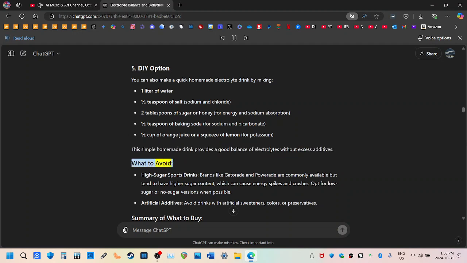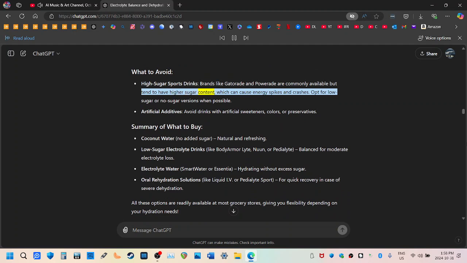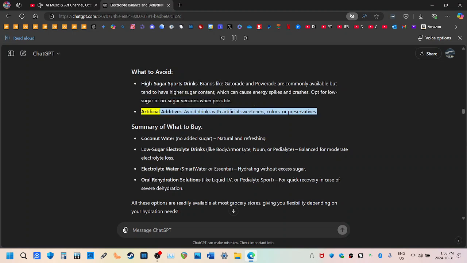What to avoid? High-sugar sports drinks. Brands like Gatorade and Powerade are commonly available but tend to have higher sugar content, which can cause energy spikes and crashes. Opt for low-sugar or no-sugar versions when possible. Artificial additives: avoid drinks with artificial sweeteners, colors, or preservatives.